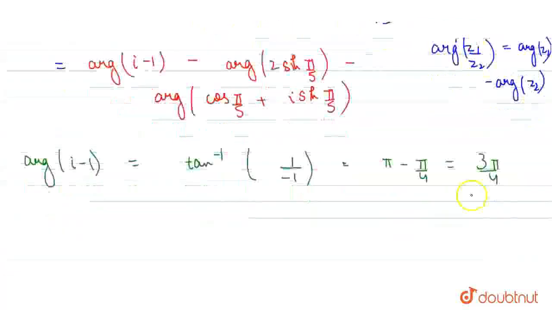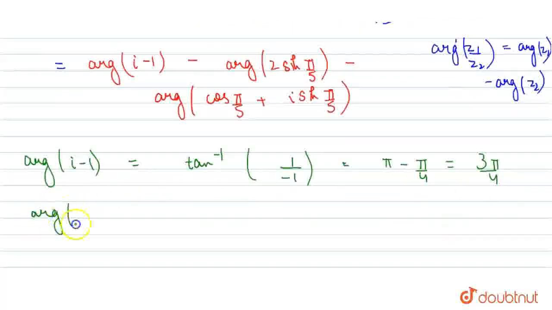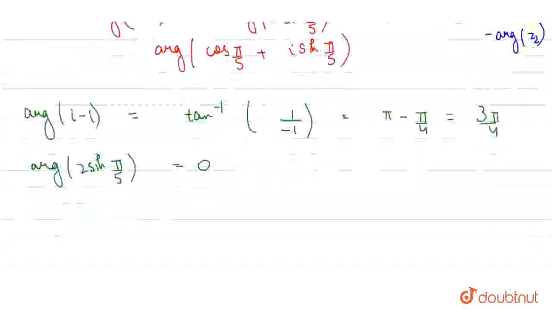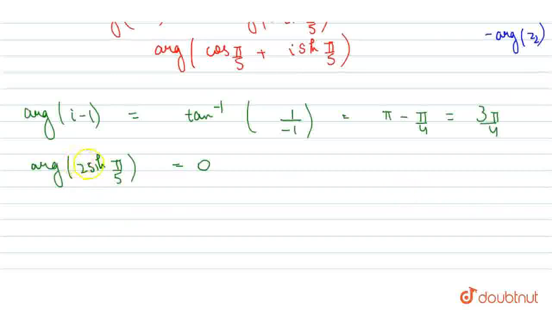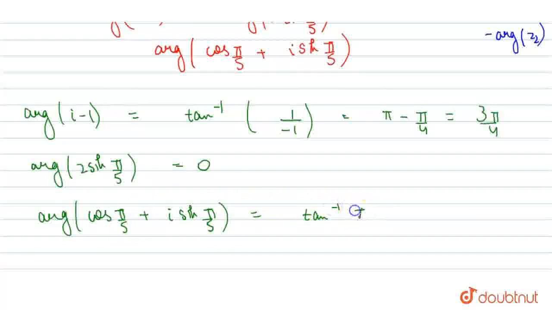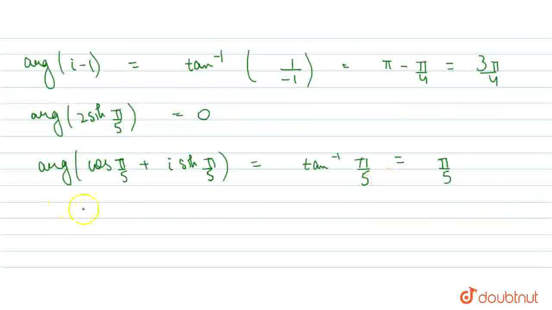Now we take another argument, that of 2 sin pi by 5. This value is 0. How can we say this value is 0? Because there is no imaginary part, only a real part, so it will be 0. Argument of cos pi by 5 plus iota sin pi by 5: cos theta plus iota sin theta has argument theta, and theta is pi by 5. So the value is pi by 5.